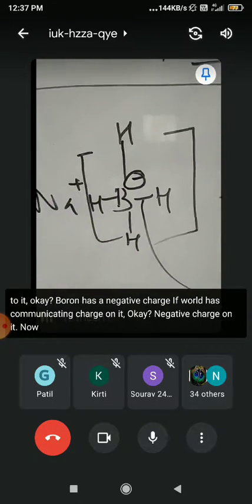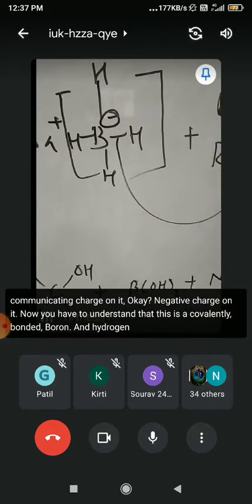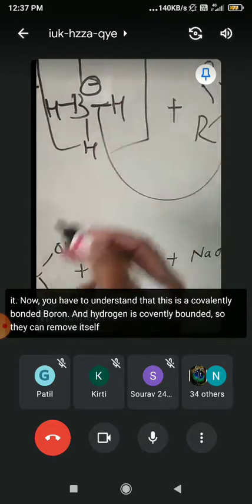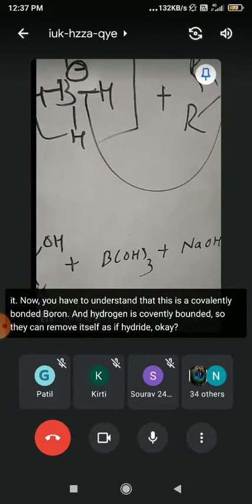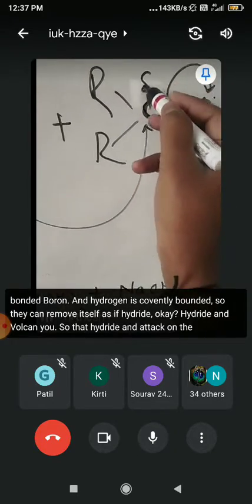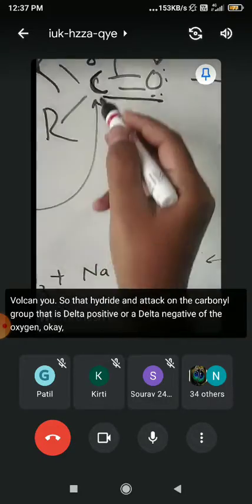Now you have to understand that boron and hydrogen are covalently bonded, so they can remove themselves as a hydride ion. Hydride ions come out like this. That hydride ion attacks the carbonyl group, which is delta positive at carbon and delta negative at the oxygen. This carbonyl group is a weak one.